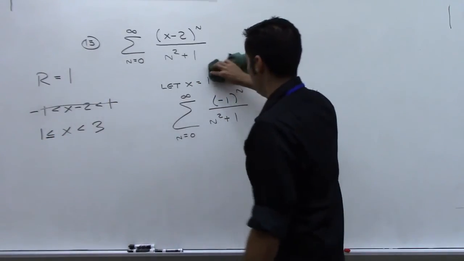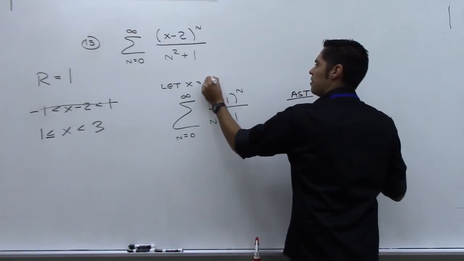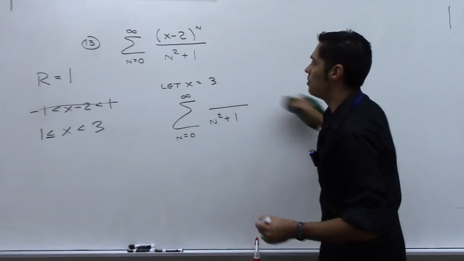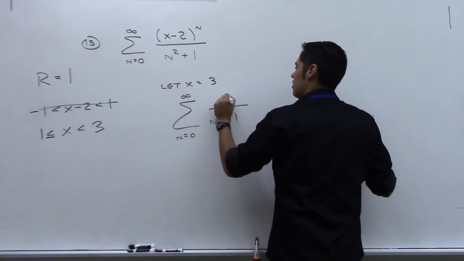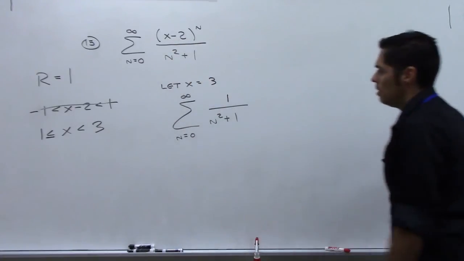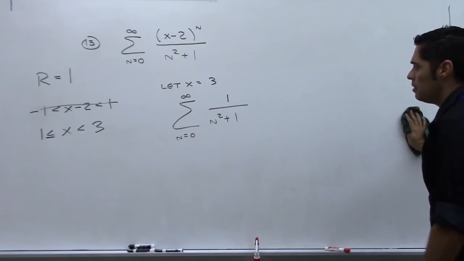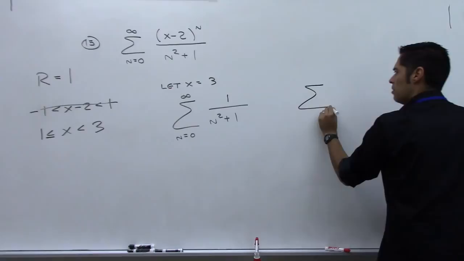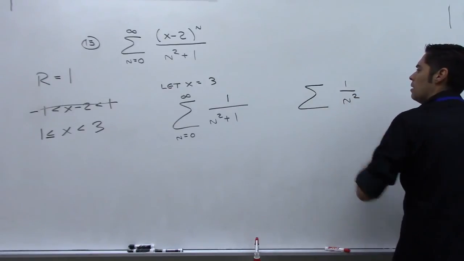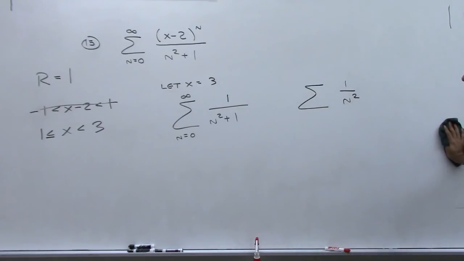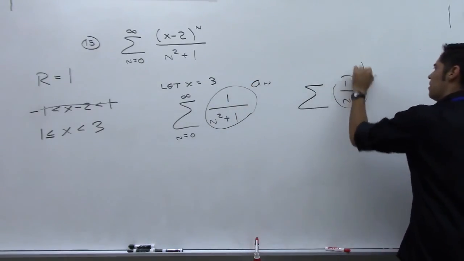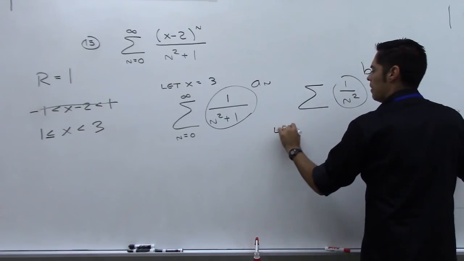Now let's let x be 3. If x is 3, then that changes things. 3 minus 2 is 1, so now no more alternating series. And for this one, you could probably do a comparison. I did something like this in class. Compare it to like 1 over n squared. And maybe the limit comparison. So call this a sub n, call this b sub n. Use the limit comparison.